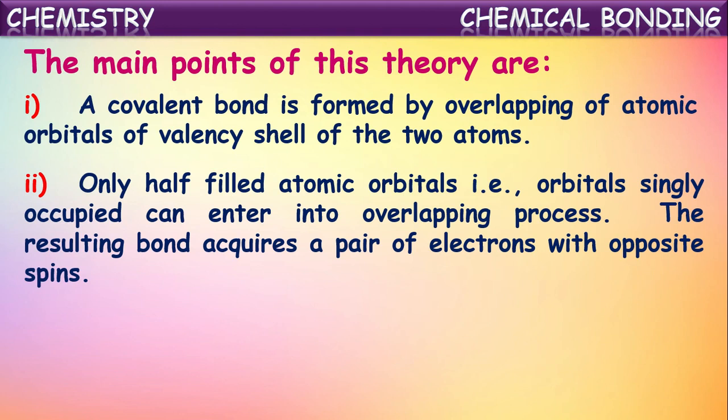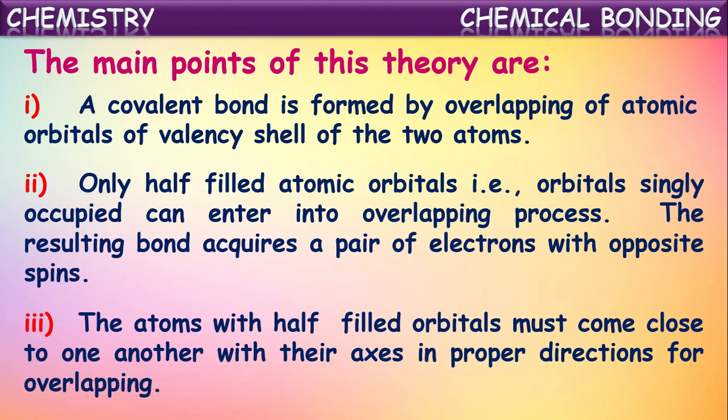The resulting bond acquires a pair of electrons with opposite spins. So initially, both the atomic orbitals will have a single electron, with might be the same spin. But when two atoms approach each other, while this overlapping is occurring, those electrons will be paired, with one electron of clockwise spin and another of anti-clockwise spin. In this way, they make a pair of electrons with opposite spins. This electron pair formed here will be attracted by the nuclei of both the atoms, and hence a bond is created between them, which we call a covalent bond.